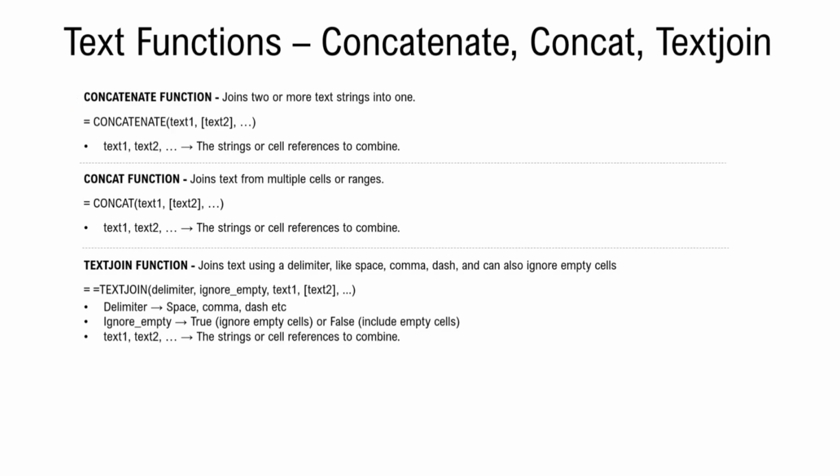Then we will discuss the concat function, which is a modern replacement of concatenate. The concat function joins text from multiple cells or ranges. The advantage of concat is that it can also work with ranges of cells, not just individual cells. Next, we will discuss the TEXTJOIN function. The TEXTJOIN function joins the text using a delimiter like space, comma, or dash and can also ignore empty cells. So let us discuss how we can use all these three functions to join the text.